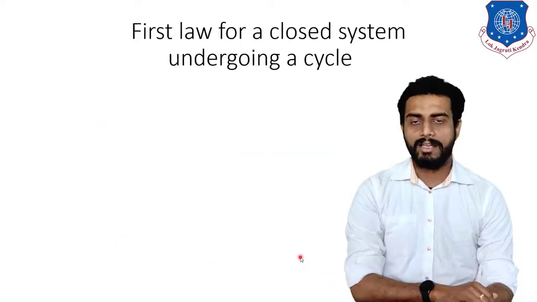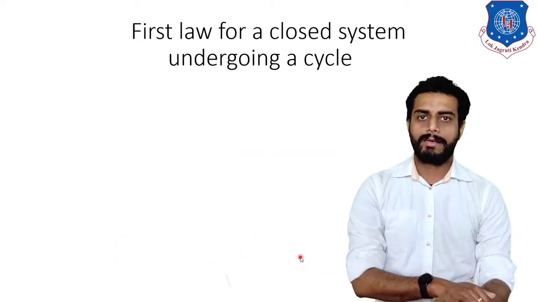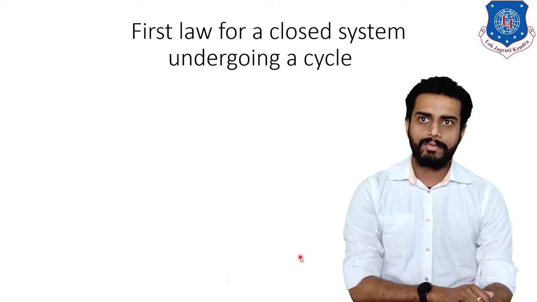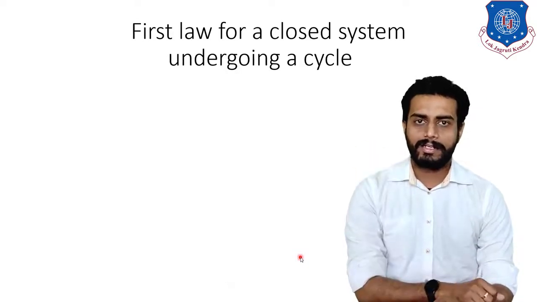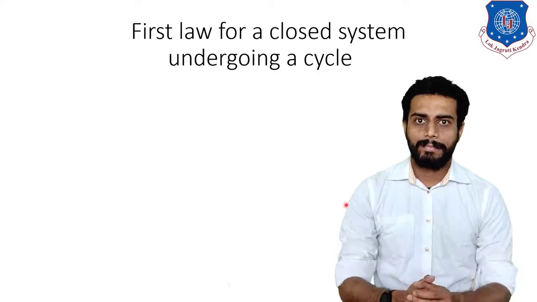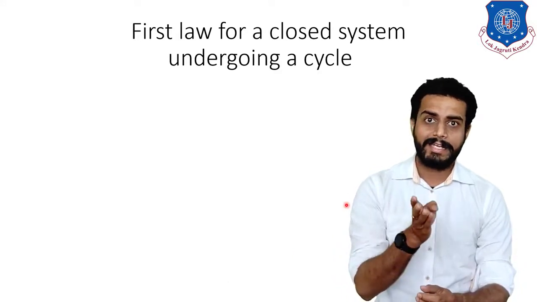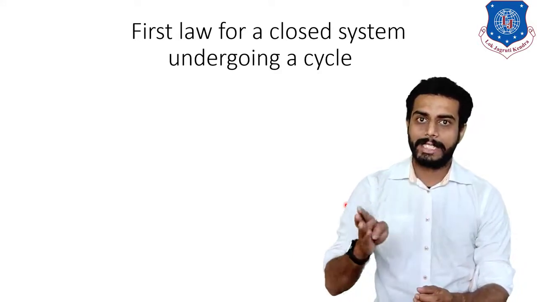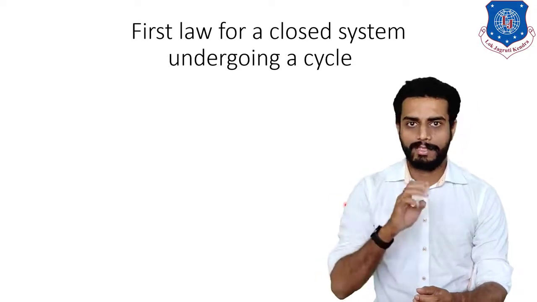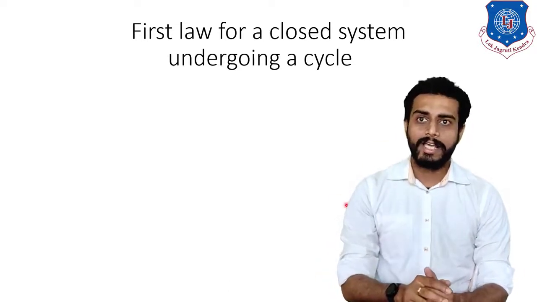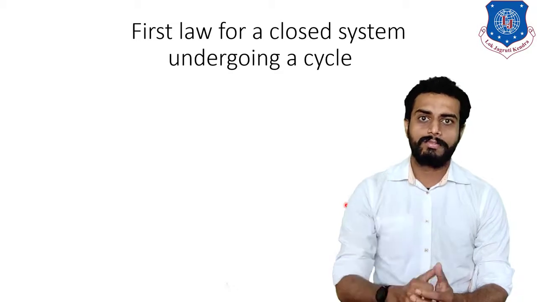Now the next topic is first law for a closed system undergoing a cycle. First of all, first law, right? So first law is what? Simple. Energy can neither be created nor be destroyed, but it can transform from one form to another form. That you know, right? So here, first law for closed system we will define.